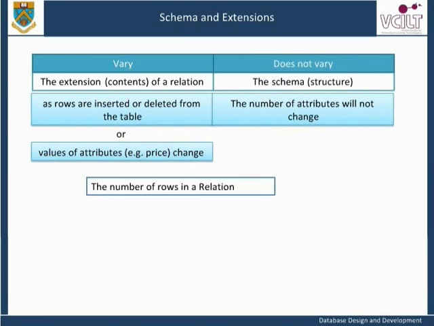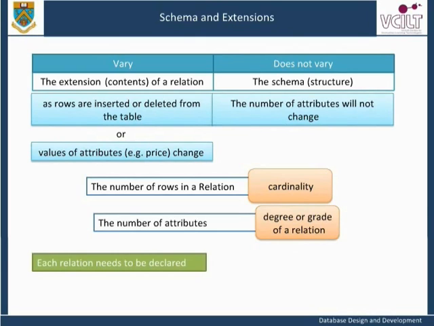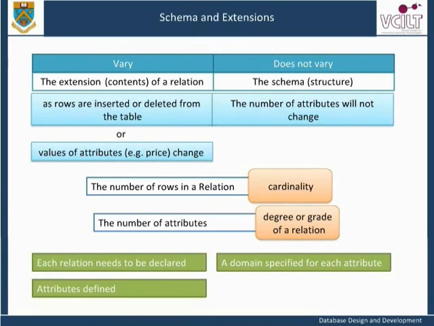The number of rows in a relation is sometimes referred to as its cardinality. The number of attributes is sometimes referred to as the degree, or grade, of a relation. Each relation needs to be declared, its attributes defined, a domain specified for each attribute, and a primary key identified.